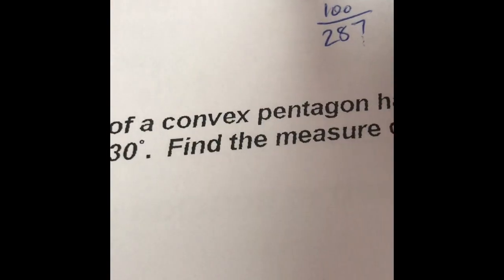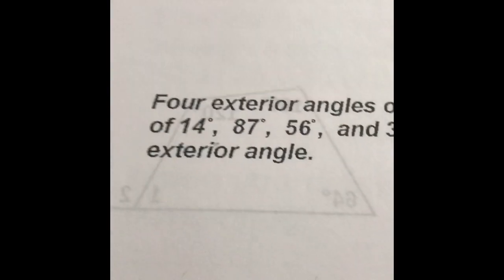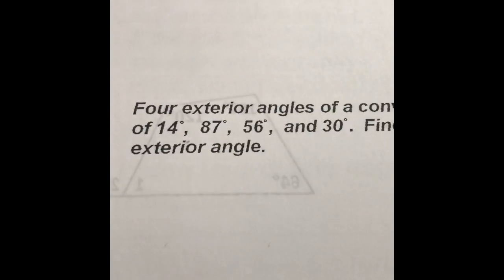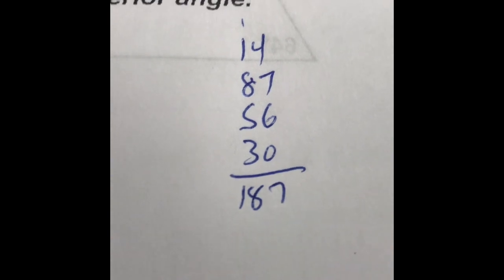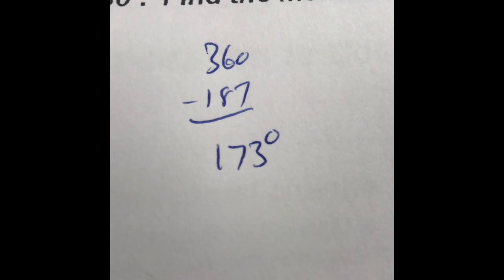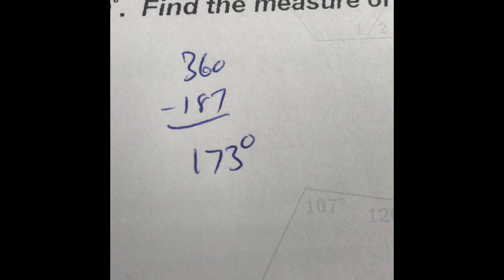4 exterior angles of a convex pentagon. All convex means is that all the vertices point outward, which is basically every shape that we talk about. They have measures of 14 degrees, 87 degrees, 56 degrees, 30 degrees. Those are the exterior angles. Find the measure of the 5th exterior angle. Pause the video and do it, please. When you add up those 4 exterior angles, you get 187 degrees. Remember, any shape, the exterior angles always make 360. So 360 minus 187 is 173 degrees. So the 5th exterior angle has to be 173 degrees.